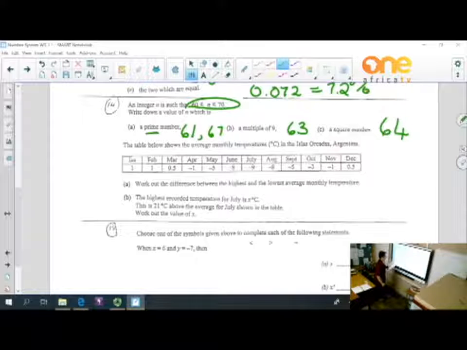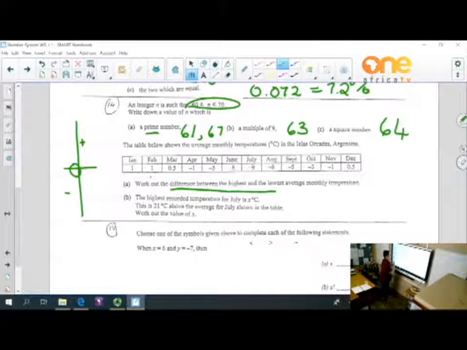The table below shows the average monthly temperatures in those cities. Work out the difference between the highest and the lowest one. But now remember, we work with a thermometer. So this is positive values and this is negative values. So if you're already negative and you go down, then you're not subtracting but adding. Okay, so what is the highest temperature? The highest temperature is 1. And the lowest temperature will be this -9.